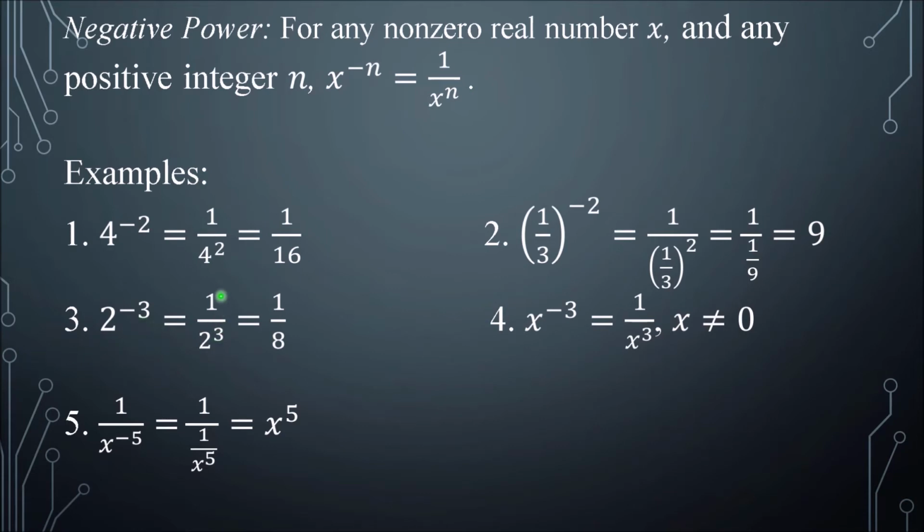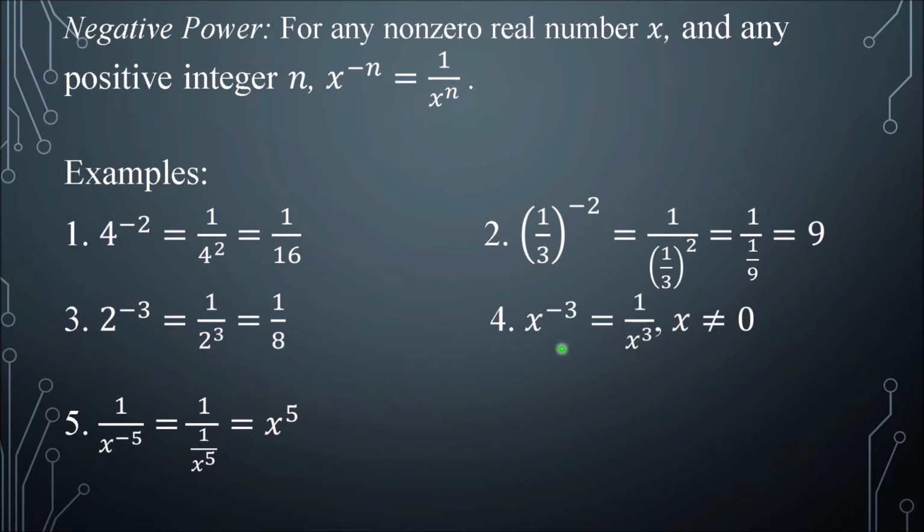Number 3, 2 raised to negative 3. So that will be 1 over 2 cubed. As you can see, 2 raised to negative 3 is placed in the denominator, and the negative exponent is changed to positive. So 1 over 2 raised to 3. 2 raised to 3 is equal to 8, because 2 times 2 times 2 is 8. So the final answer is 1 over 8.